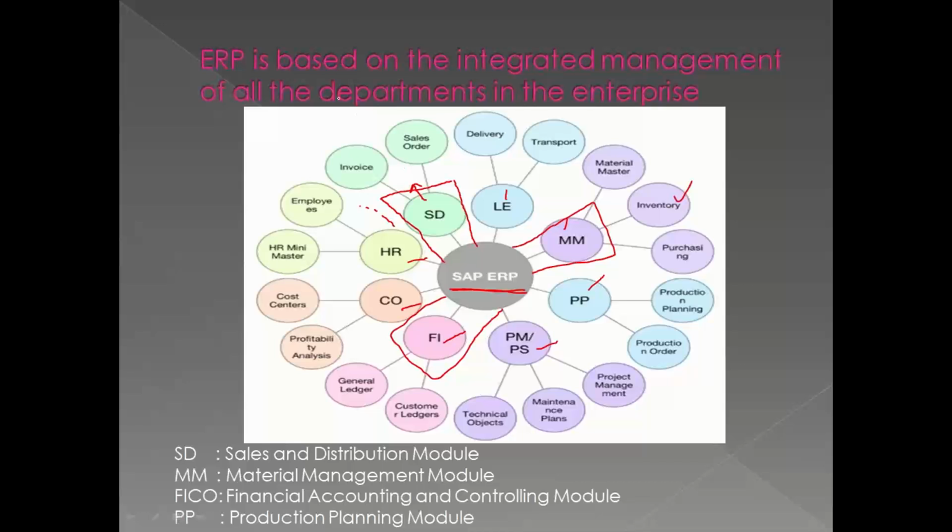Now, see here, ERP is based on integrated management of all departments in the enterprise. Enterprise is nothing but company, guys, nothing else. Normal company, okay? Cadbury company, Cipla company, Boeing company, GM, General Motors Company, Tata Motors, TCS, like this, it's a company, enterprise. Now, integrated management of all the departments. Now, see, a single ERP system has all the functionalities.